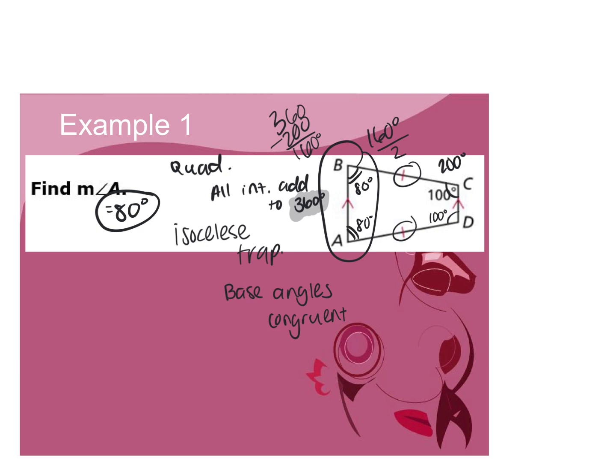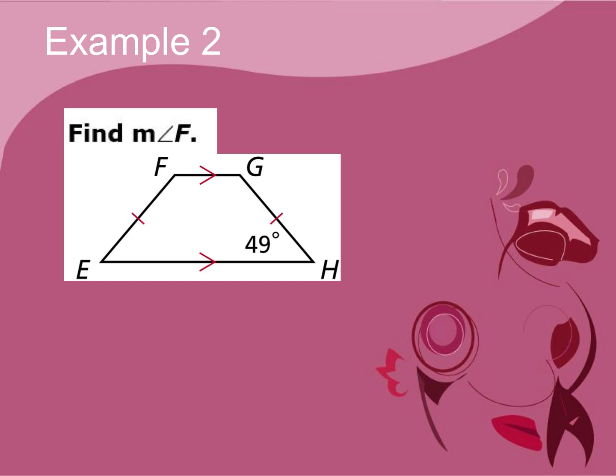Yeah, go ahead. All right, guys, the next problem is very, very similar. You should try it on your own. Try to figure out the measure of angle F. Try it right now. I'll give you 2 minutes, and then we'll talk about it. Go. Okay, the measure of angle F is 131 degrees. I need you to talk about it in your group.